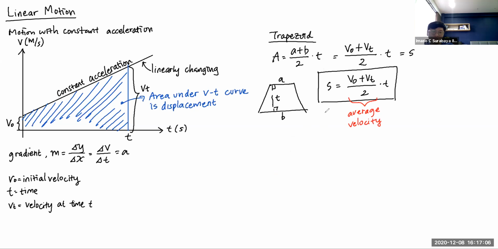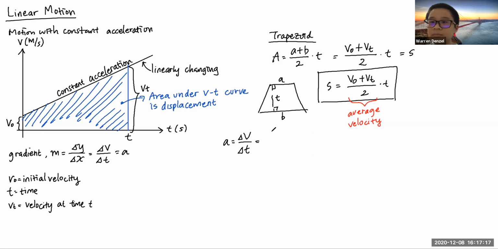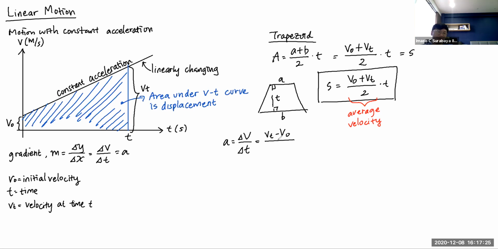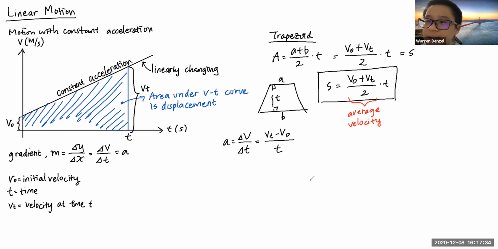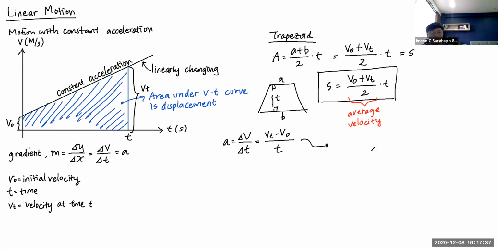But we can use another trick to find another formula. Because we know that a is equal to delta V divided by delta T. What is delta V? Final velocity minus the initial velocity. What is delta T? It's just t. So we can cross multiply to get Vt equals V0 plus at.